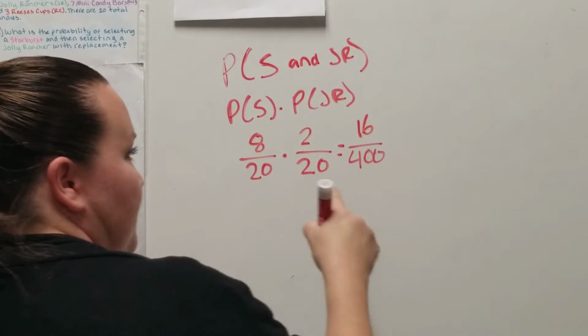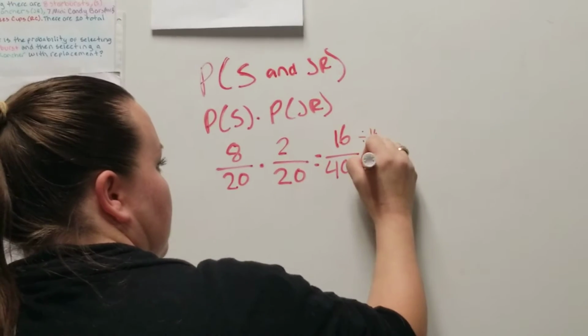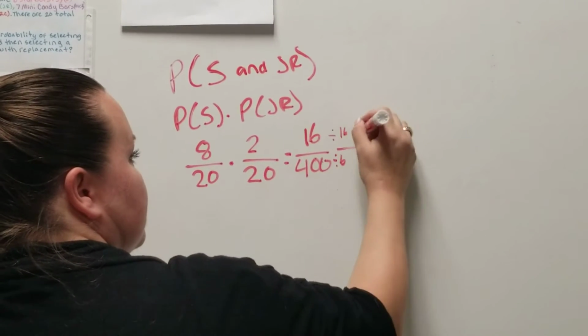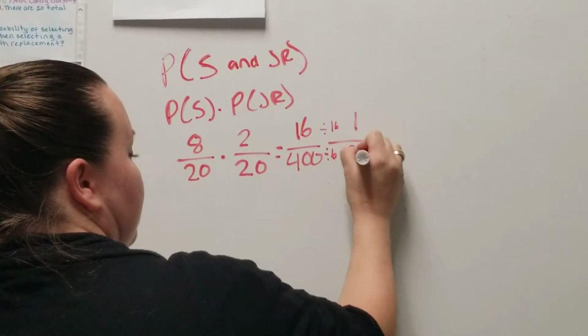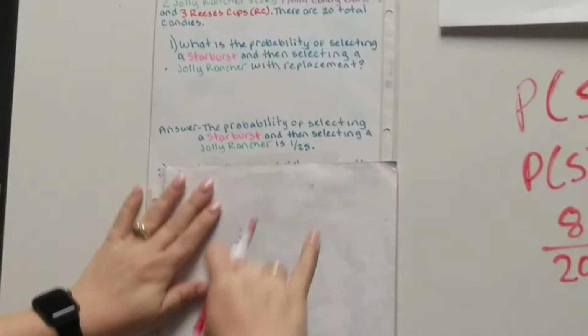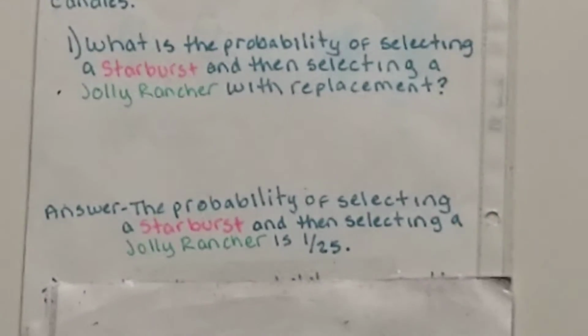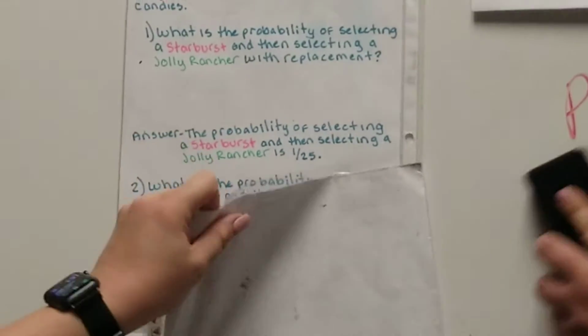Now we can simplify this by the greatest common factor of 16, both. 16 goes into 16 once, and 16 goes into 400 25 times. So the answer is, the probability of selecting a Starburst and then selecting a Jolly Rancher is 1 out of 25.